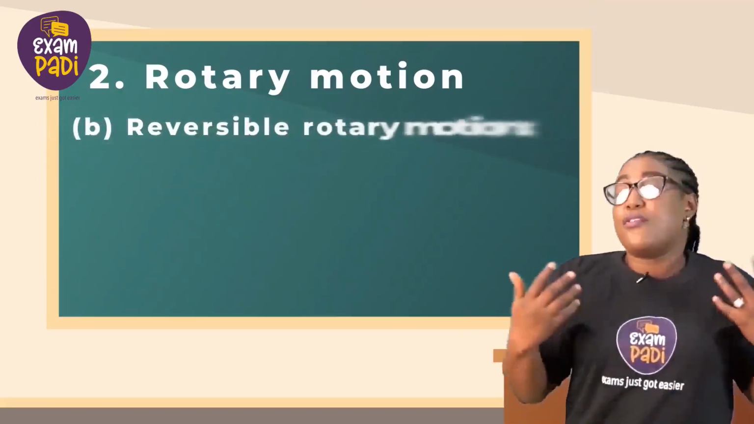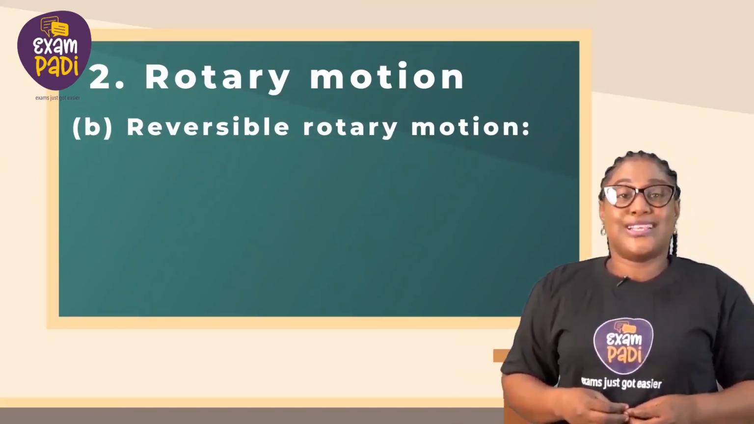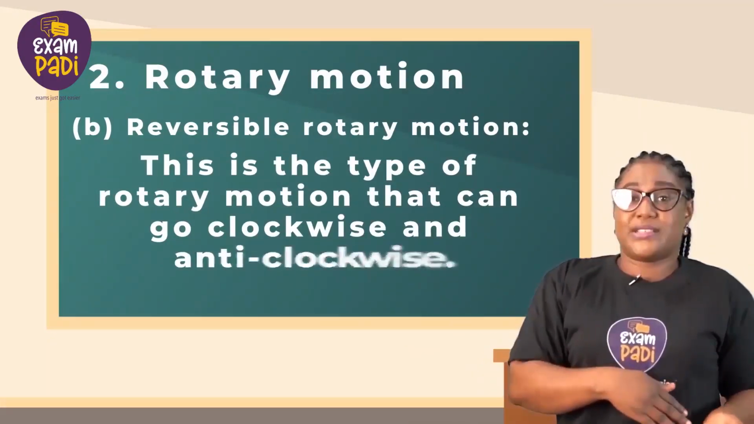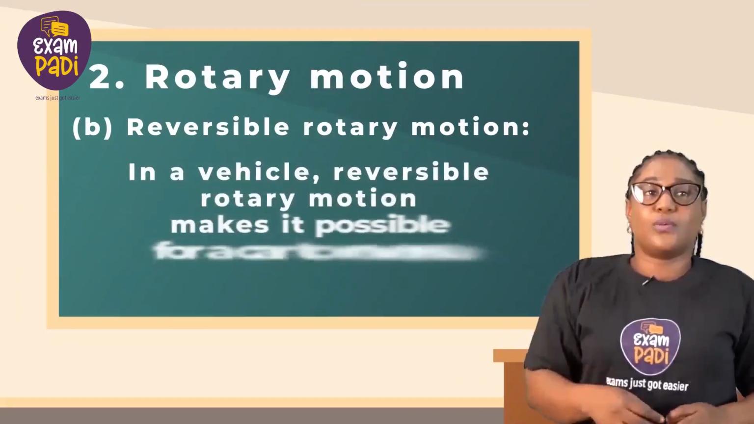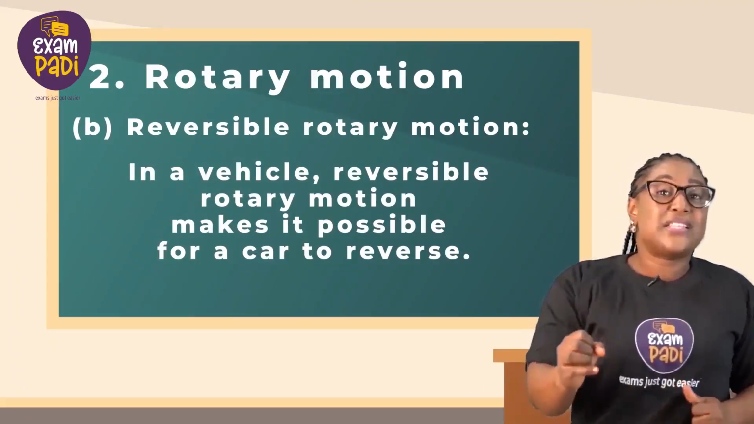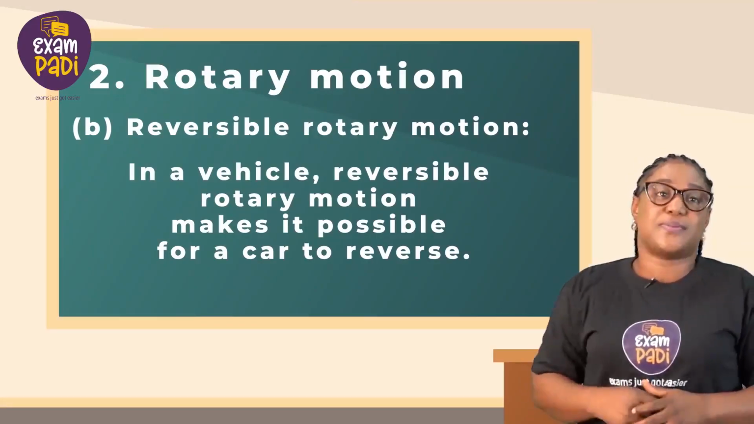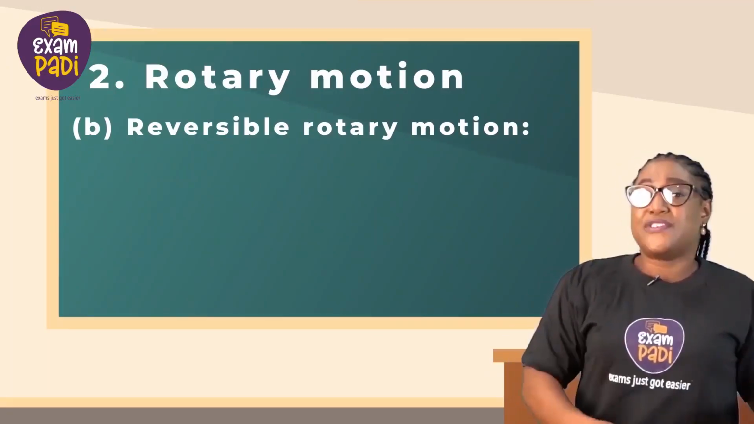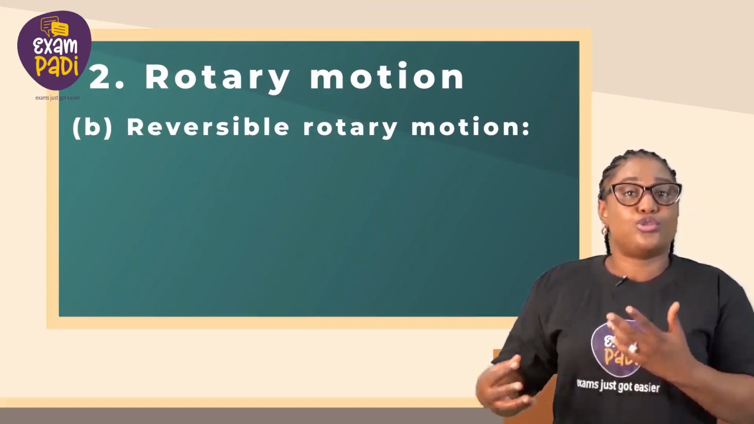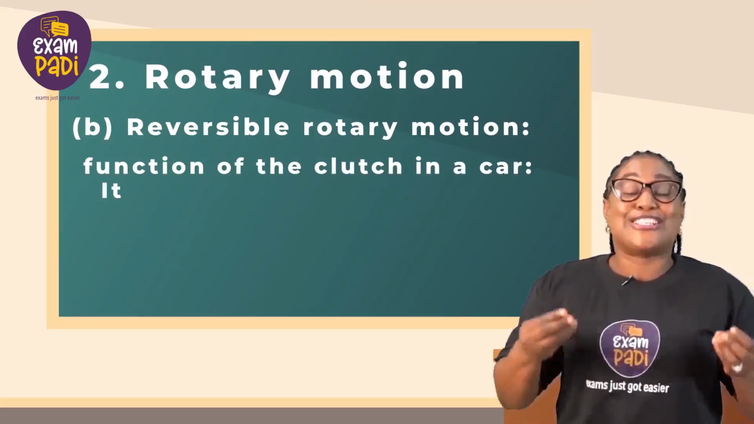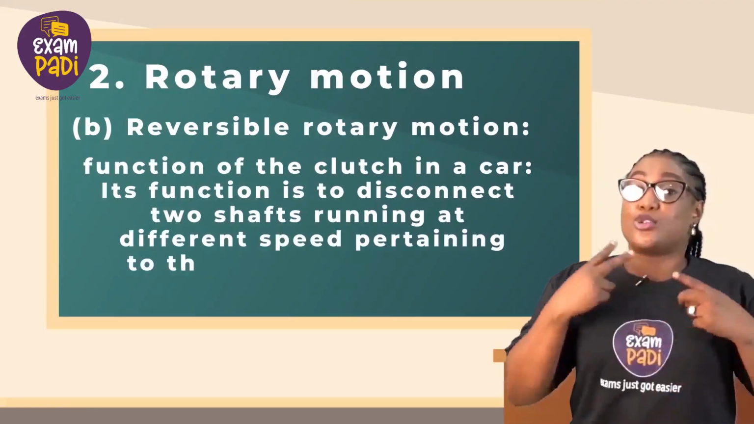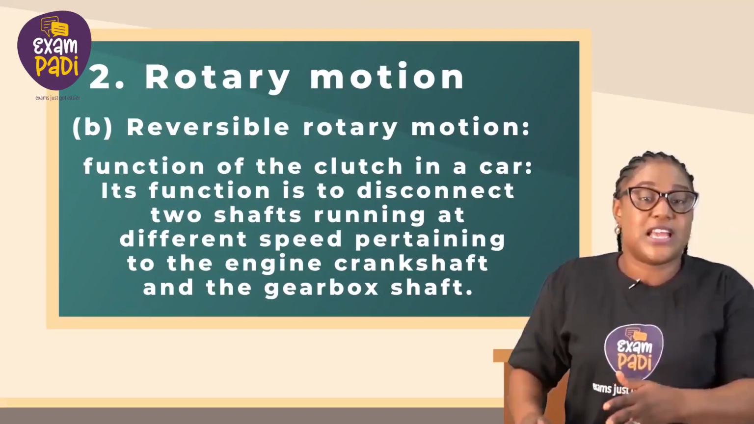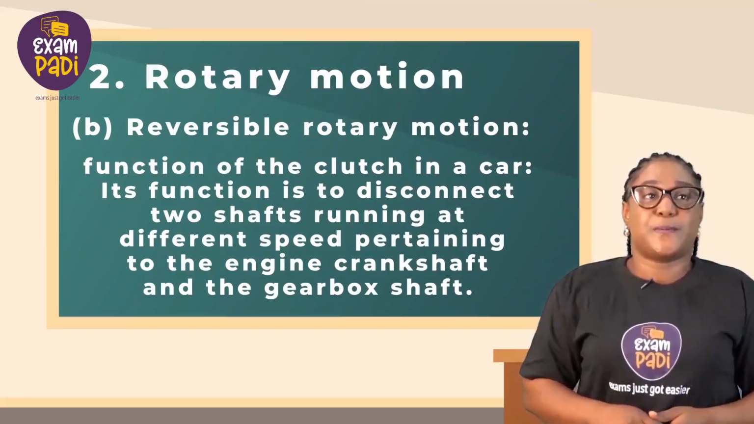B. Reversible rotary motion. This is the type of rotary motion that can go clockwise and anti-clockwise. For example, in a vehicle, reversible rotary motion makes it possible for a car to reverse. A crane also has a reversible rotary motion which enables it to lift and drop burdens in its load drum. Function of the clutch in a car is to disconnect two shafts running at different speeds pertaining to the engine crankshaft and the gearbox shaft.